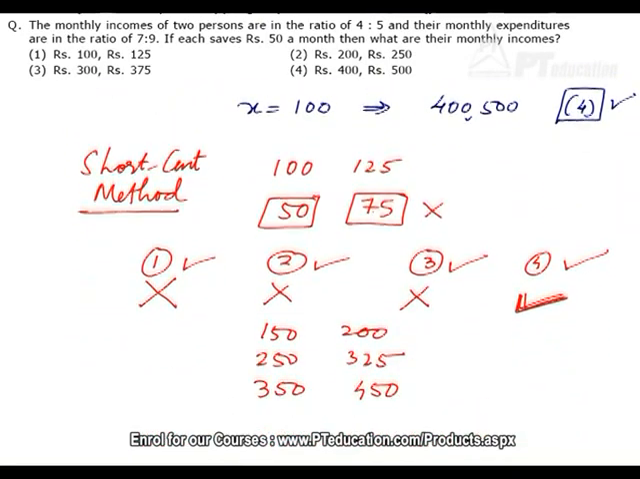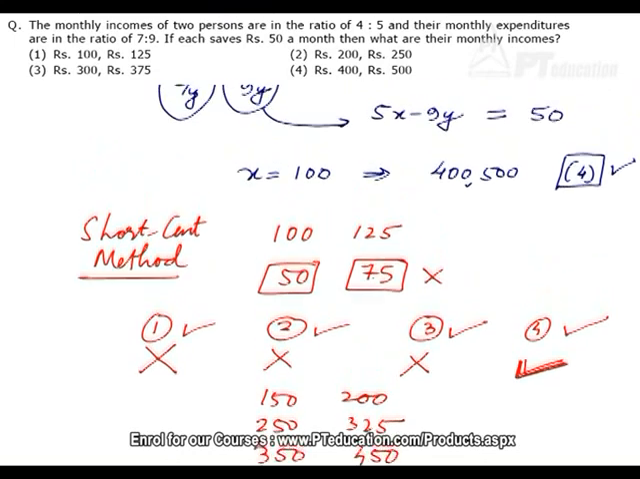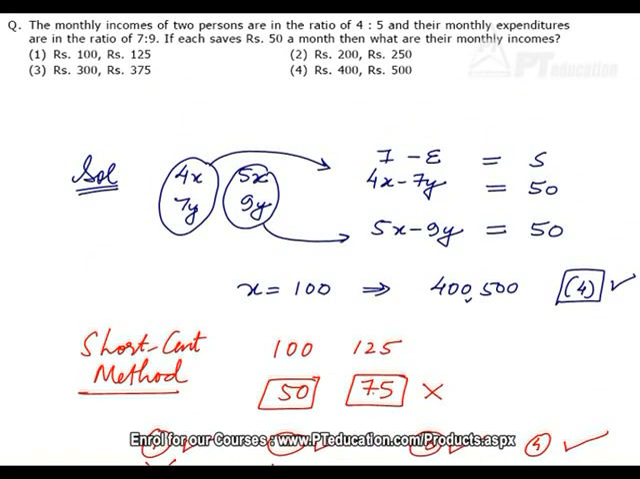Option 4 says 400 and 500. Subtract 50, you get 350 and 450, which gives you a ratio 7:9. Hence, option 4 is indeed correct. This is how a shortcut method can be used. Please remember, shortcut methods require brains. This was a direct example of that. We move on to the next question.